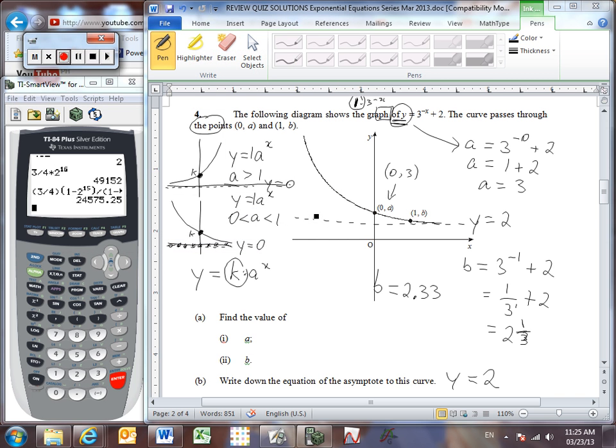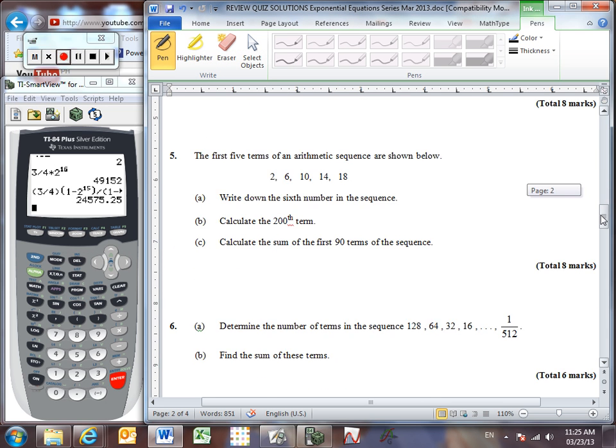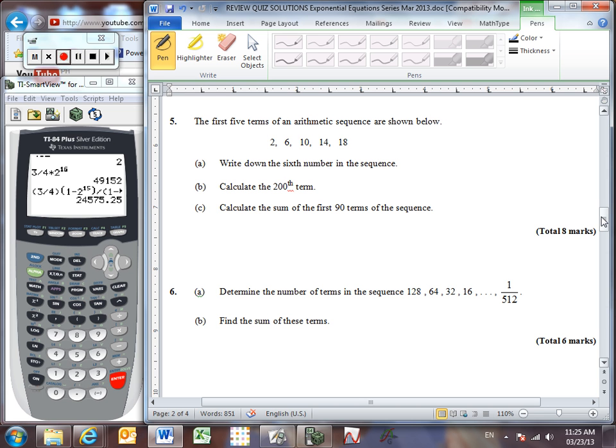Okay, moving on to number 5. We've got the first 5 terms of an arithmetic sequence: 2, 6, 10, 14, 18. We need to write down the 6th number. I think it's pretty apparent that we're going up by 4 each time, and so the next number in the sequence must be 22.